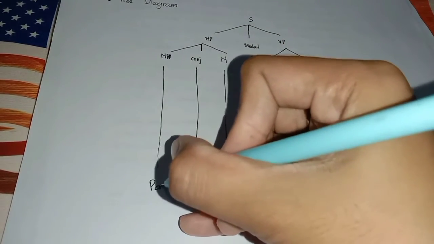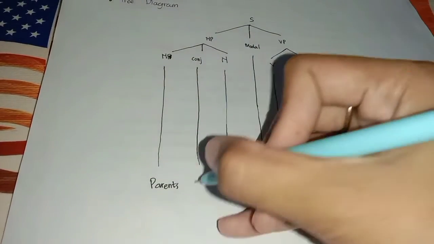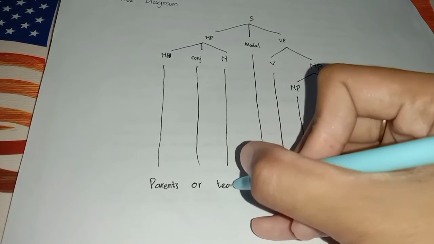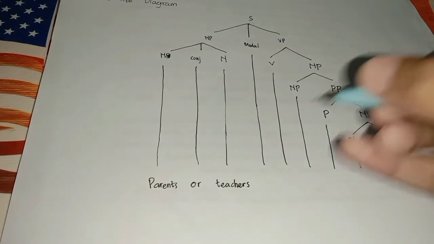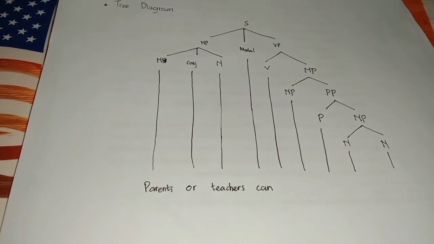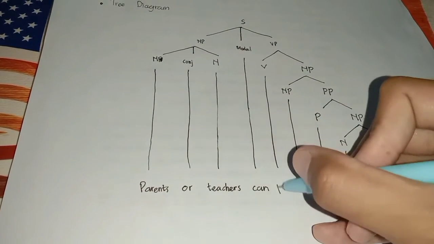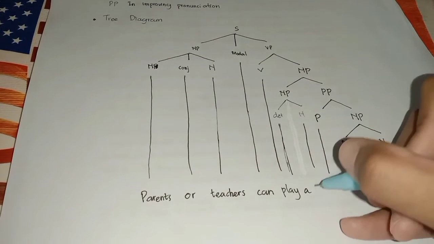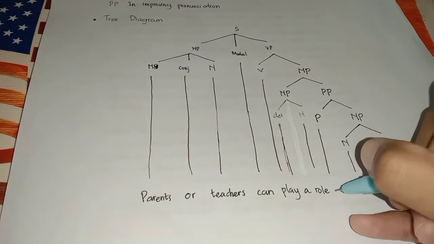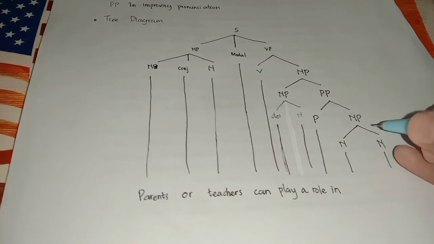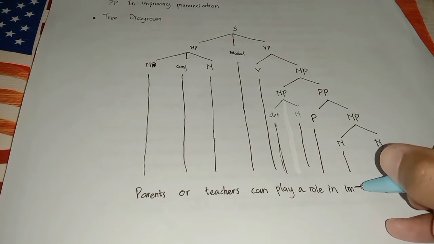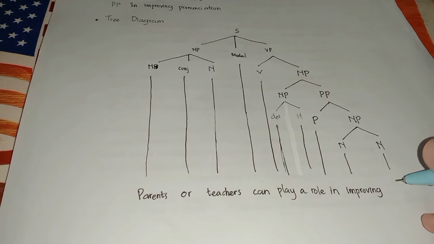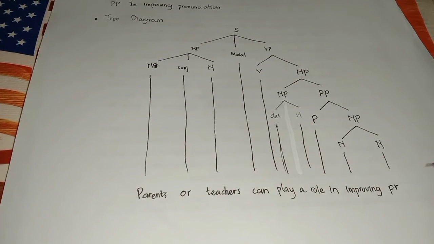Noun is parents, conjunction is or, noun is teachers. Modal is can. Verb is play. Determiner is a. The noun is role. Preposition is in. Noun is improving. Improving is equal to gerund. Okay. And the noun is pronunciation.